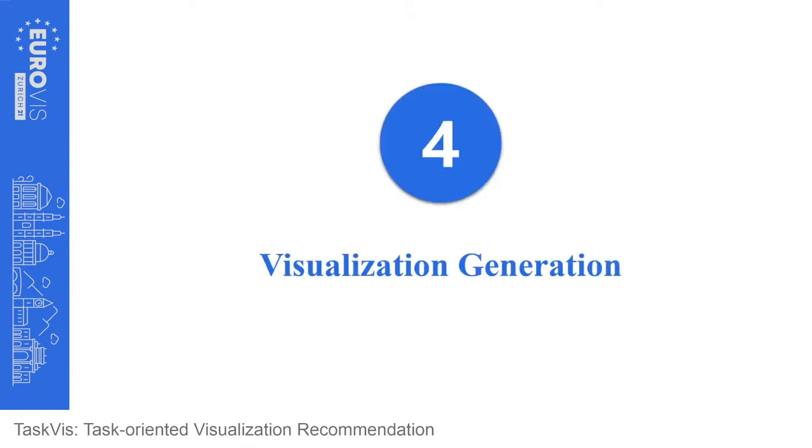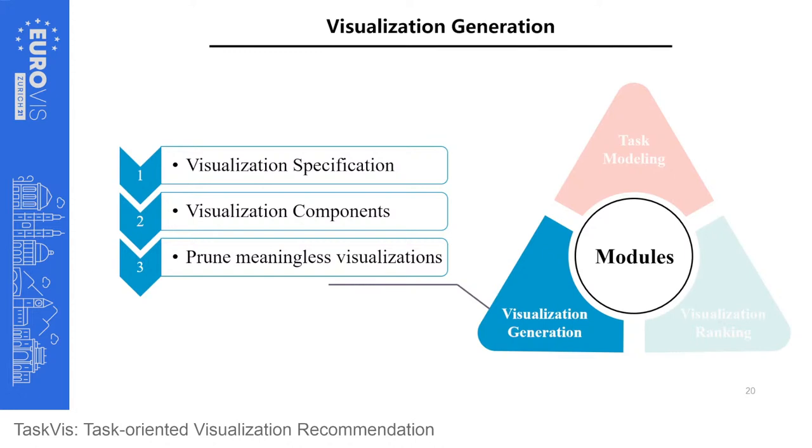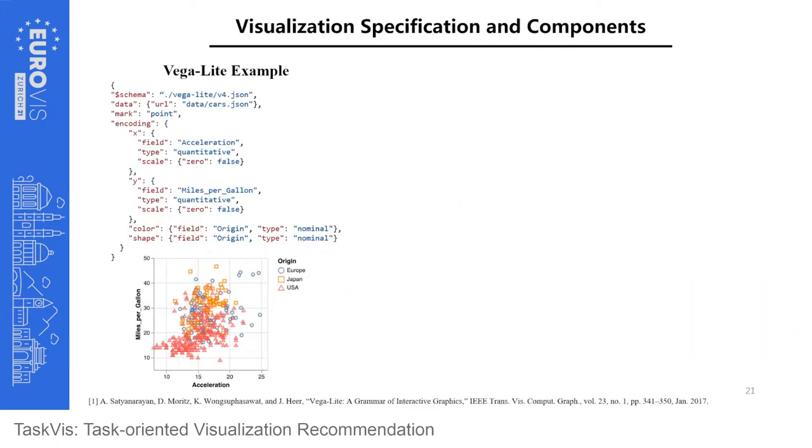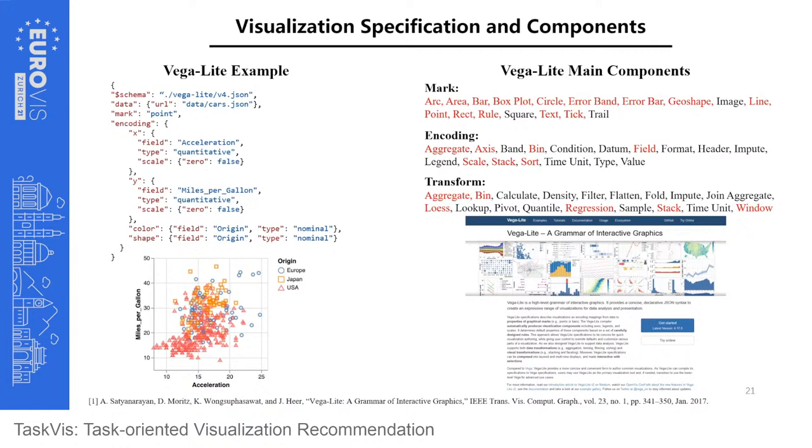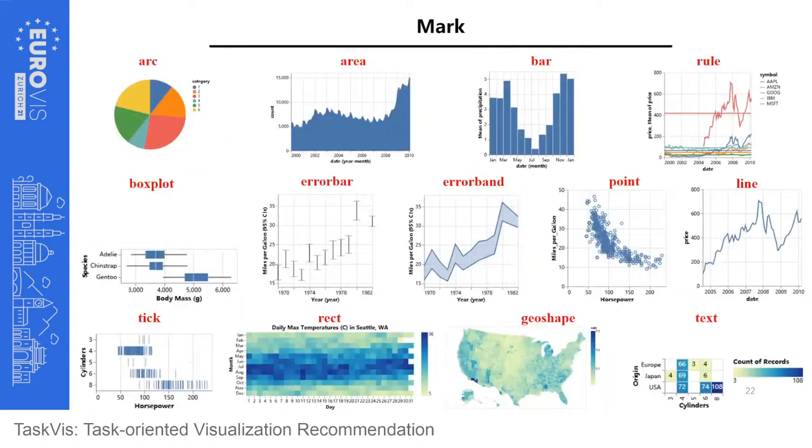In the visualization generation module, we focus on visualization specification, visualization components, and how to prune meaningless visualizations. We use Vega-Lite to specify visualizations, which is a high-level grammar of interactive graphics as shown on the left side. There are various components in the Vega-Lite official documents, which are mainly divided into three categories: mark, encoding, and transform. We made some necessary selections and integrated them into TaskVis. And these are 14 types of charts supported in TaskVis.